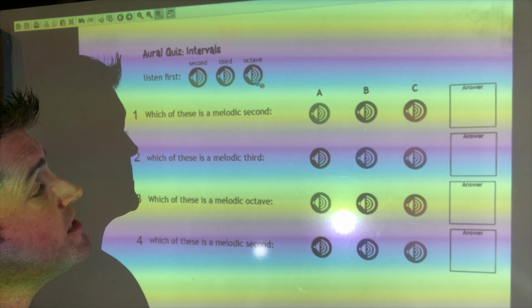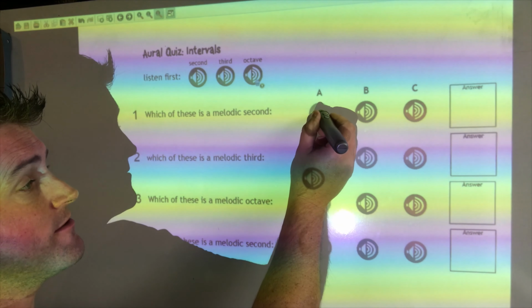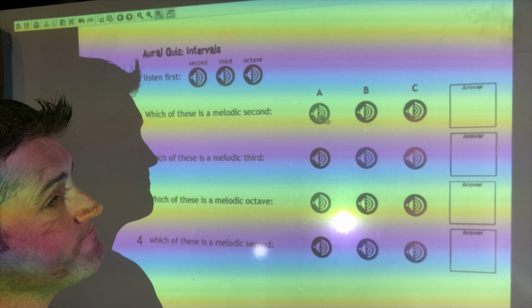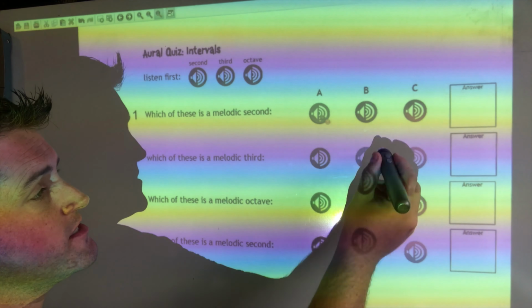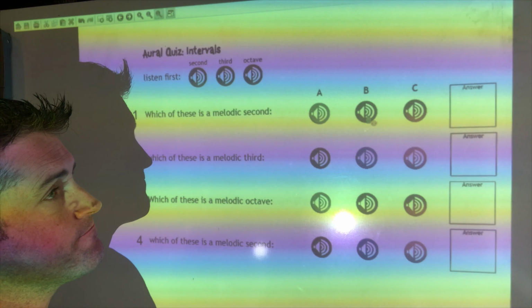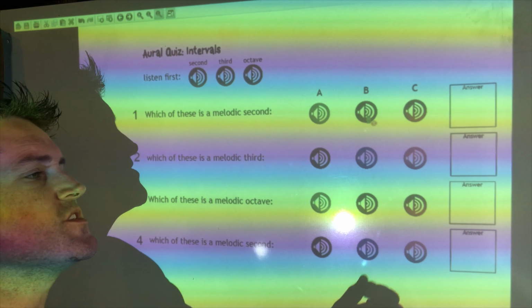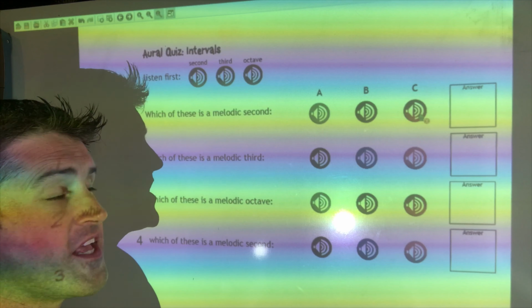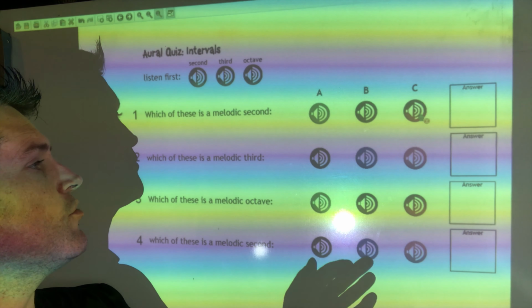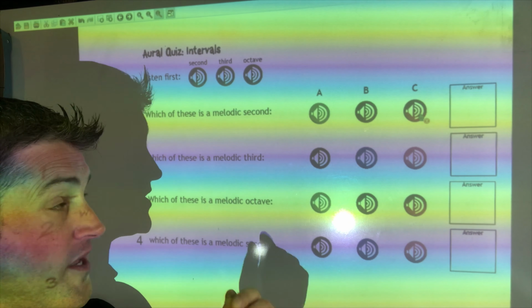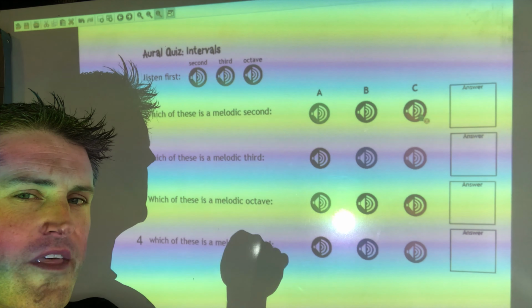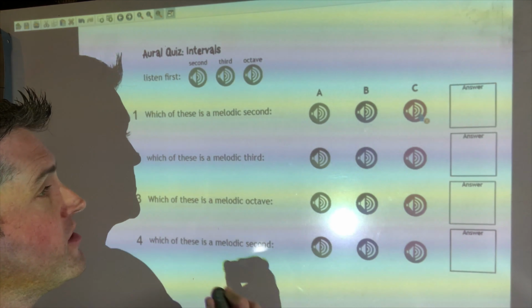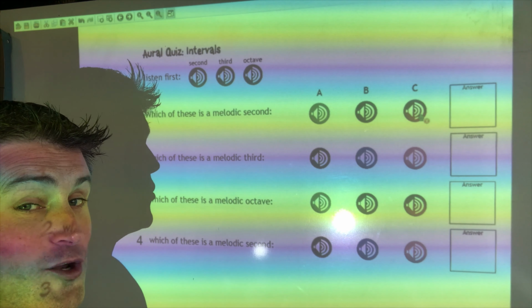Which of these is a melodic second? Is it A? Okay, is it B? Or is it C? So in these ones here, because it's a melodic second, we're looking for the one that is just stepping up to that next point. So one of those is a melodic second. Which one do you think it is?